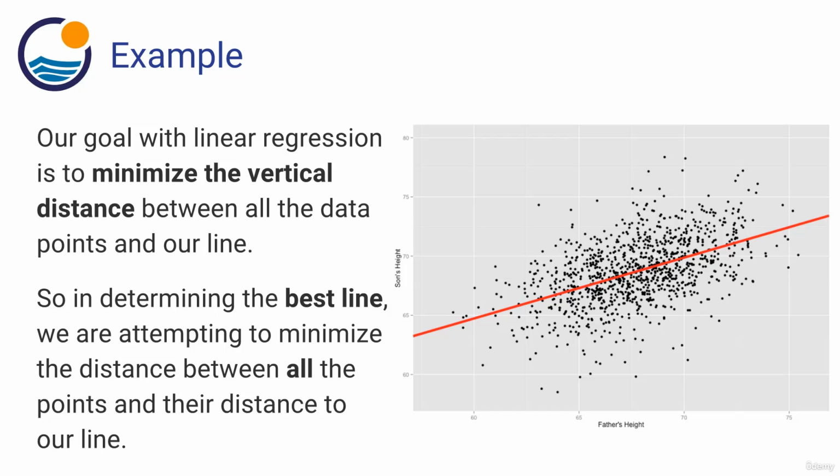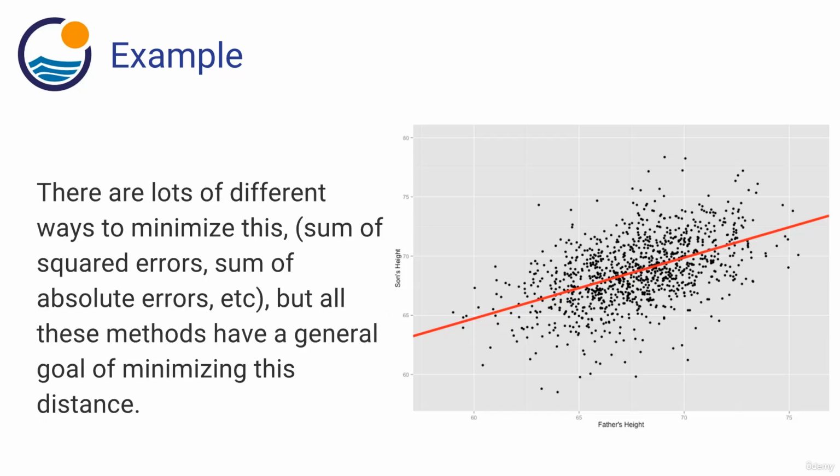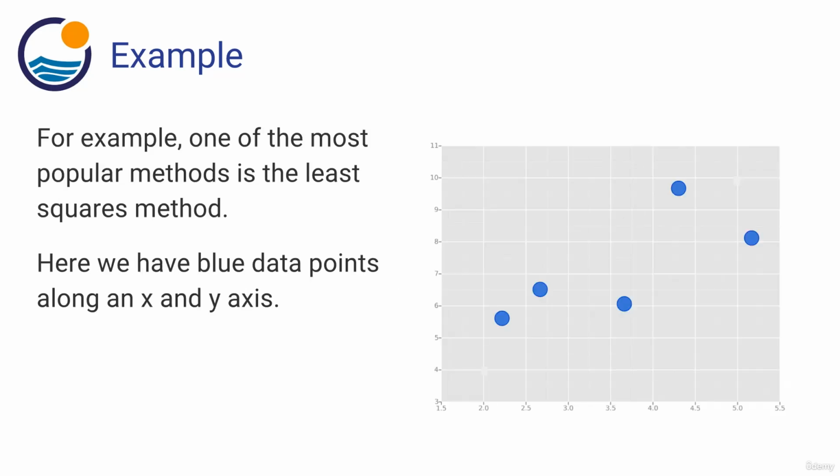Our goal with linear regression is to minimize the vertical distance between all the data points and our line. So in determining the best line, we are attempting to minimize the distance between all the points and our line. There are lots of different ways to minimize this, such as the sum of squared errors, sum of absolute errors, etc. But all of these methods have a general goal of minimizing the distance between your line and the rest of the data points. For example, one of the most popular methods that we just described is the least squares method.